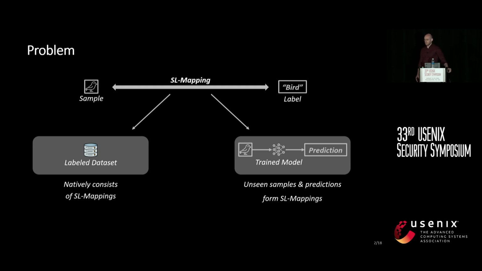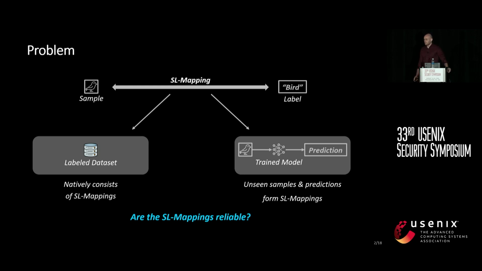You can find this natively in labeled datasets, which you use for training a machine learning model. But you can also find this in trained models, especially when you look at the input sample and the output of the model, which is the prediction. They also form a mapping between a sample and a label. So our whole talk goes around the question, are these sample label mappings reliable or not?